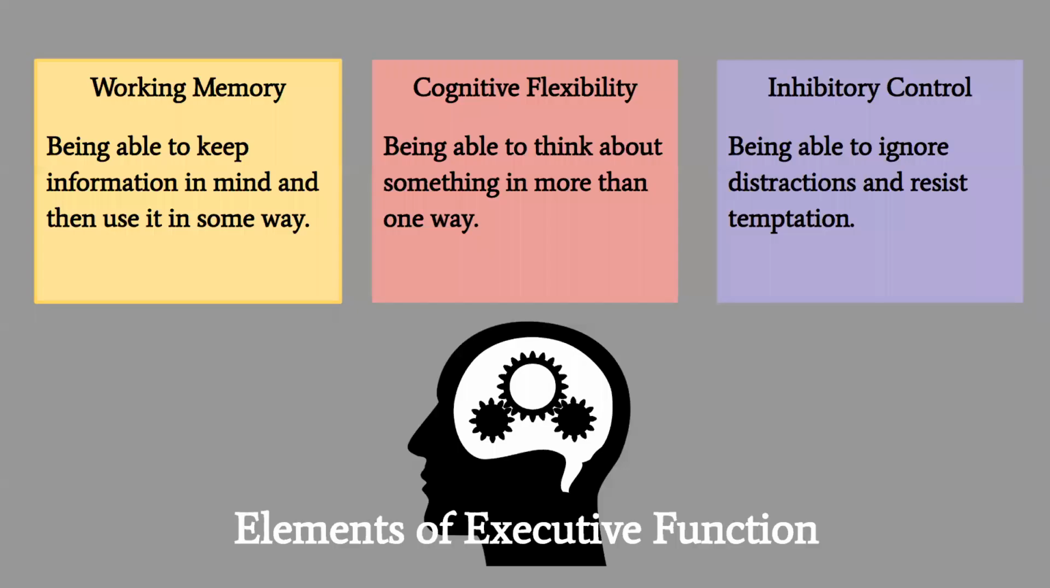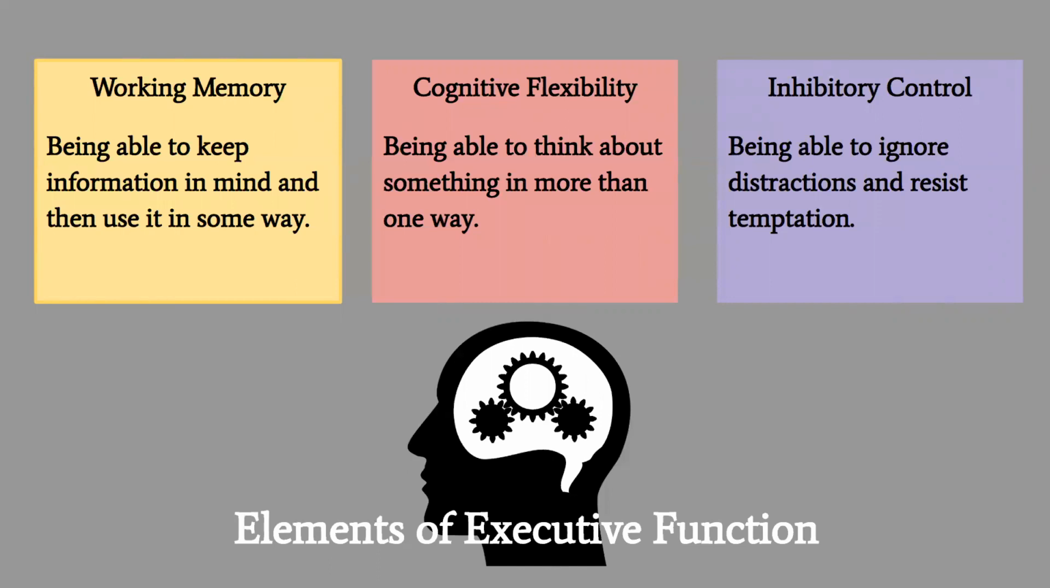So if we think about it, there's really three basic elements to executive function. It's working memory. So can you keep information and then use it in some way that's useful? So that when we talk about sometimes individuals who have issues with executive functioning, is it because of their working memory? They are just not able to keep a handle on what they need to at that moment.